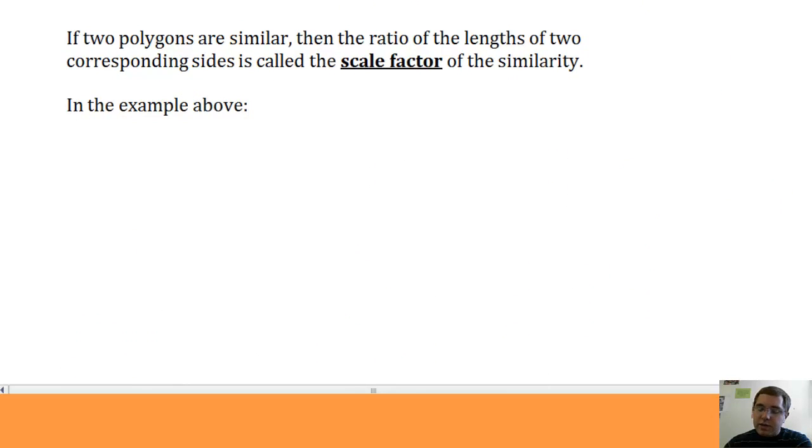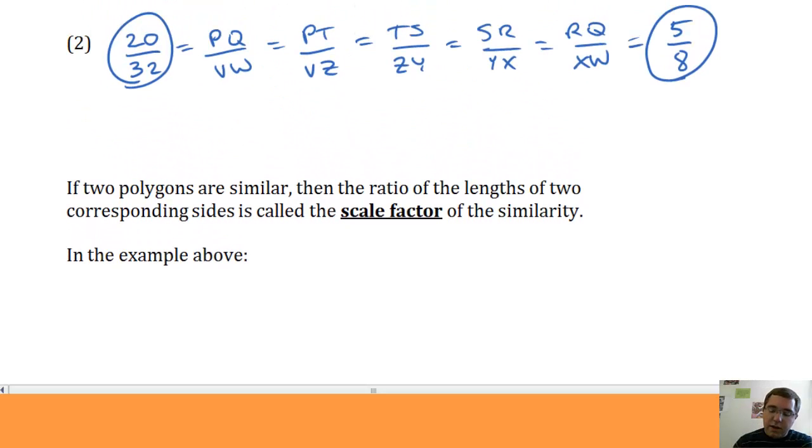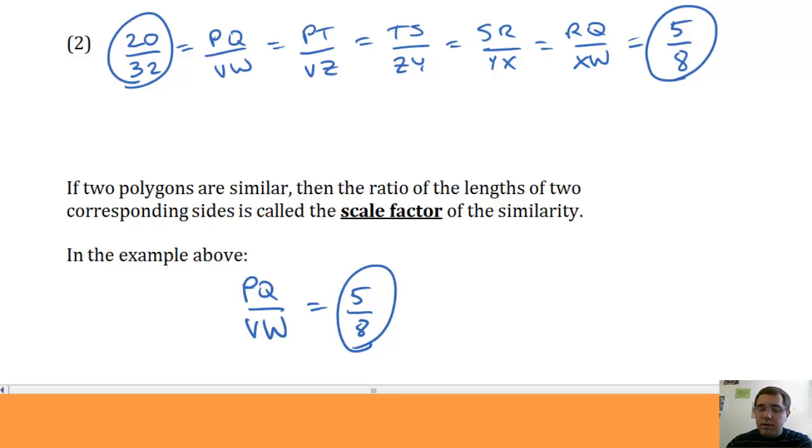So if two polygons are similar, then the ratio of the lengths of two corresponding sides is called the scale factor of the similarity. In the example above, that scale factor is the two sides we know, PQ over VW, which is 5 over 8, as we calculated. That's called the scale factor.